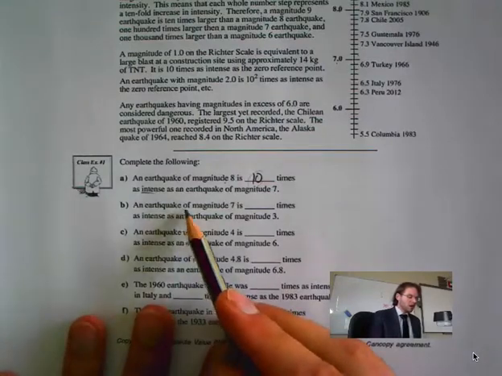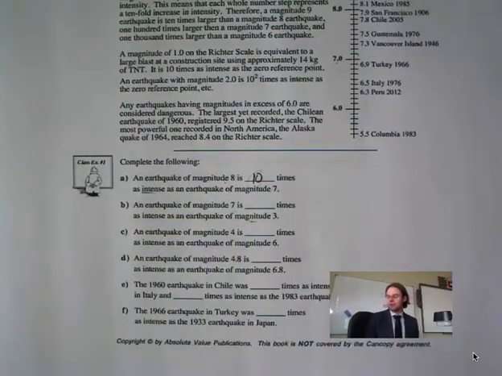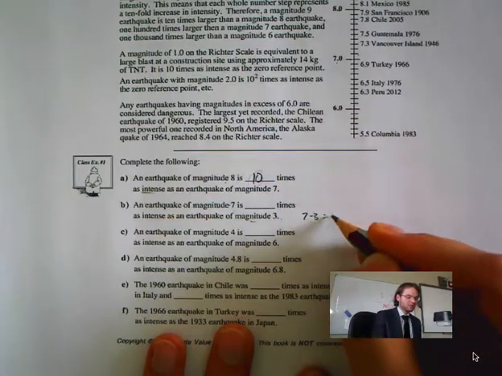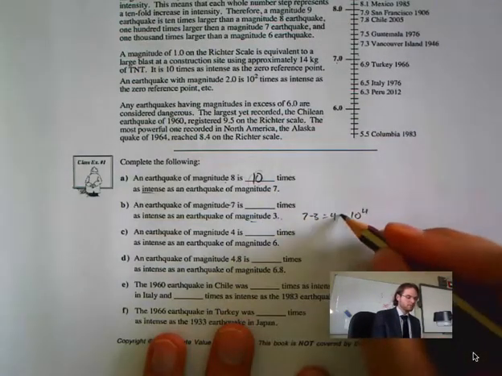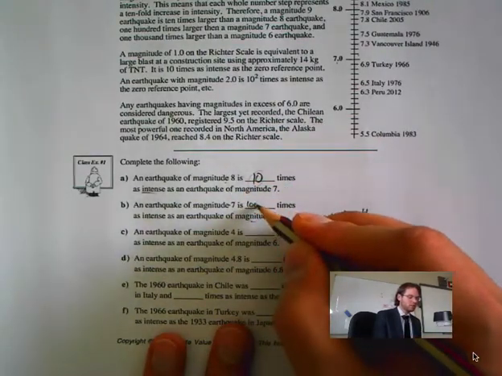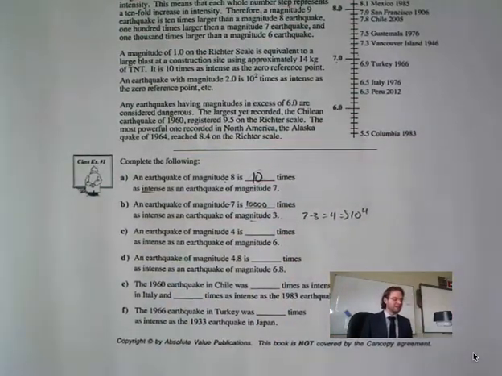An earthquake of magnitude 7 is how many times more intense than an earthquake of magnitude 3? Well, what's the difference here? 7 minus 3 is equal to 4. So that's 10 to the power of 4, which is 4 zeros. It is that many times more intense.